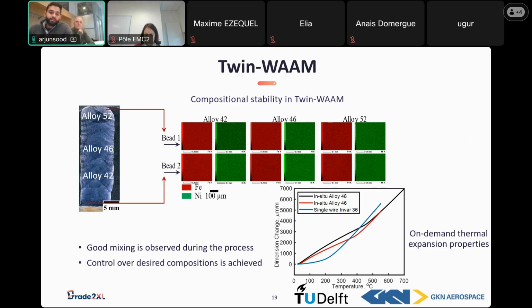Overall, what this gives us is a very nice, precise control over the compositions that you want, and also the mixing that can be achieved during the dynamic nature of the wire arc additive manufacturing process.